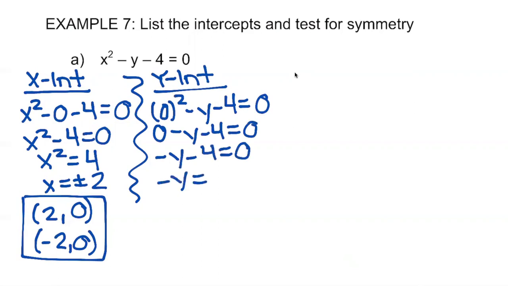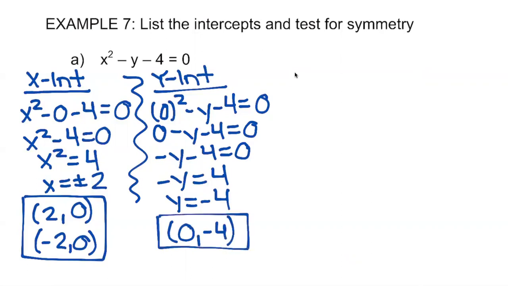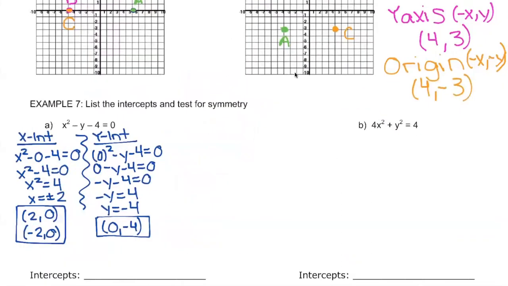Add that 4 to both sides. So I get negative y equals 4. Divide both sides by negative 1, and y is negative 4. So that's my y-intercept, (0, -4). Those are my intercepts. Now it wants us to go ahead and test for symmetry.